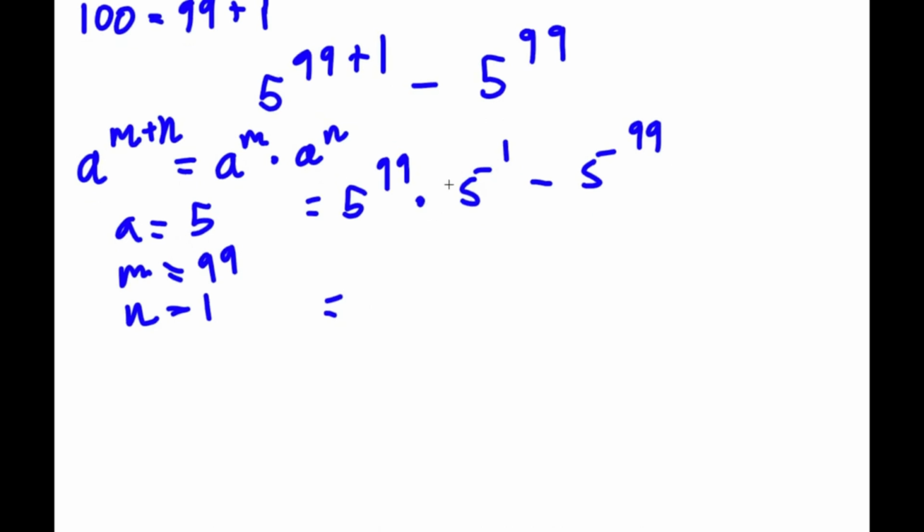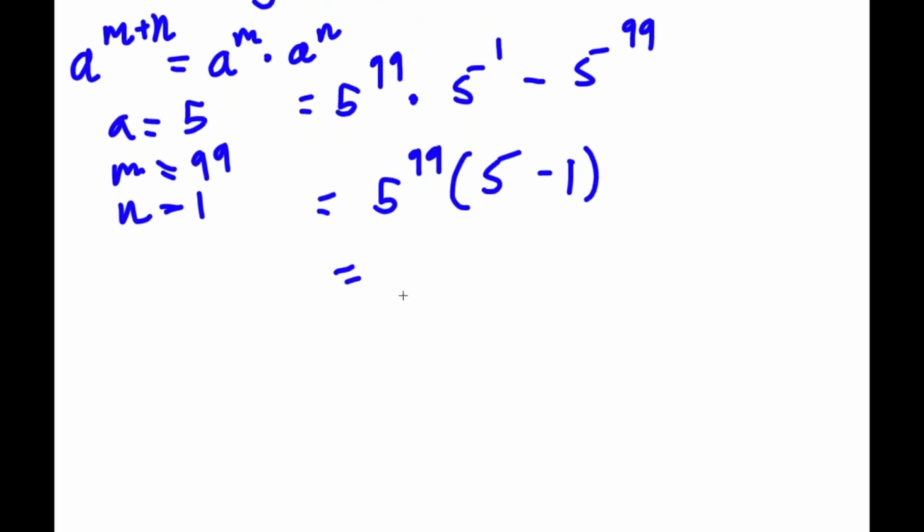Now, I'm simply going to factor out 5 to the power of 99 from this. So if I factor out 5 to the power of 99, I get 5 to the power of 99 times. Now 5 to the power of 99 divided by 5 to the power of 99, that's simply just 1. 5 to the power of 99 times 5 to the power of 1 divided by 5 to the power of 99 is simply 5. And we have minus, now 5 to the power of 99 divided by 5 to the power of 99 is 1. So we have 5 to the power of 99 times 5 minus 1.